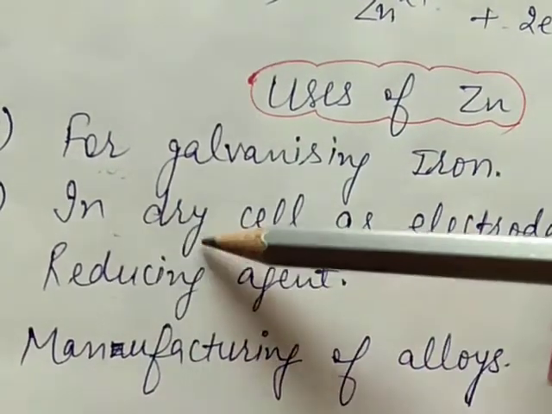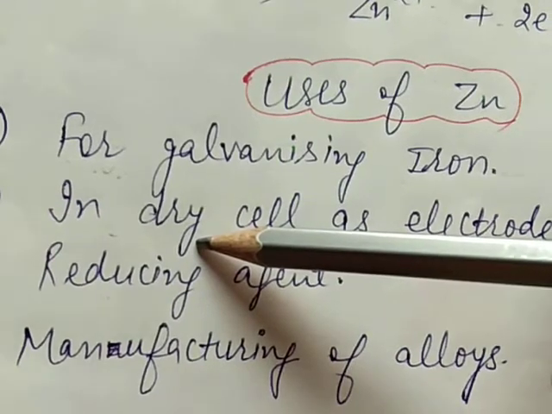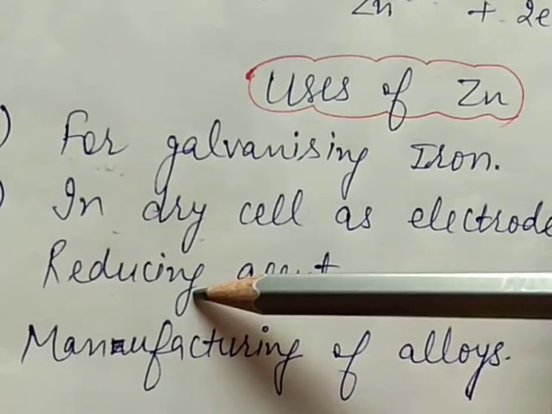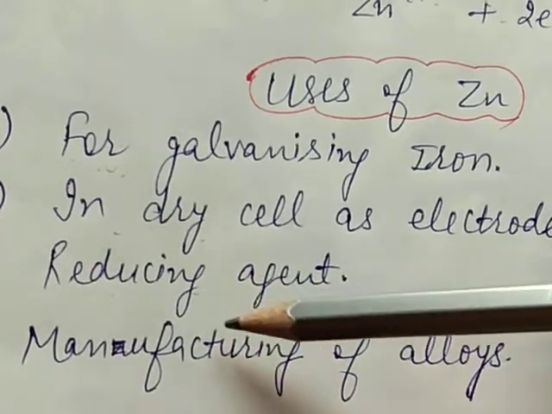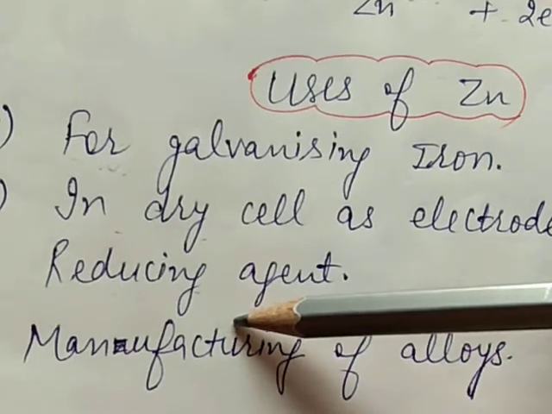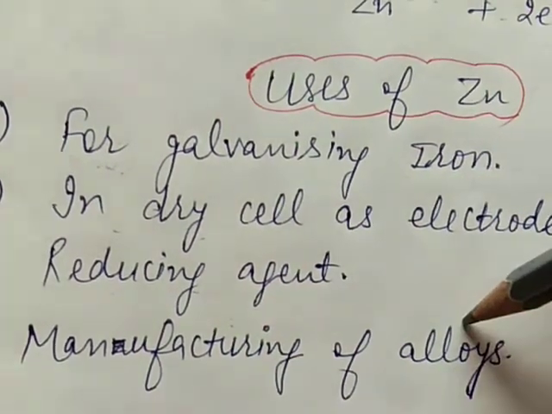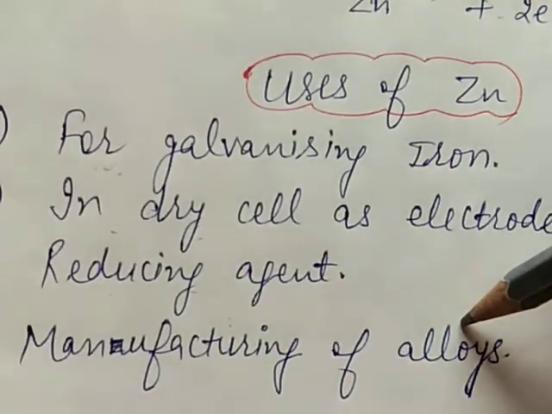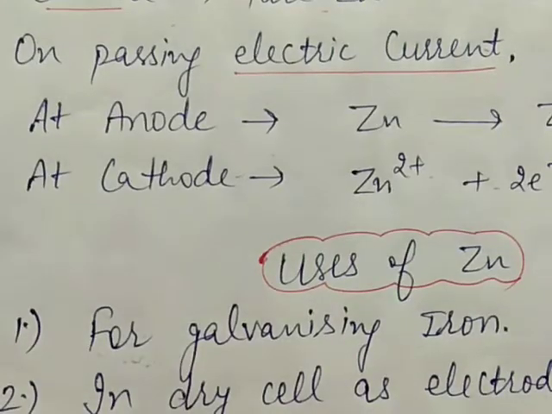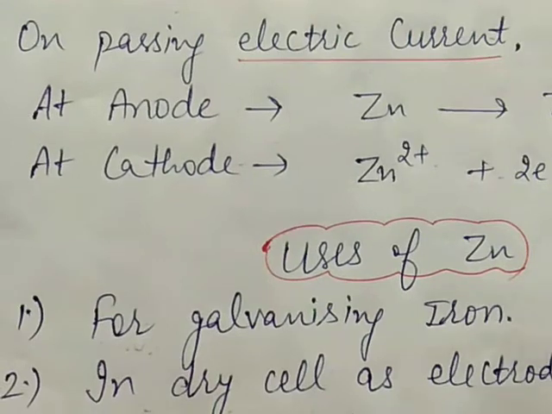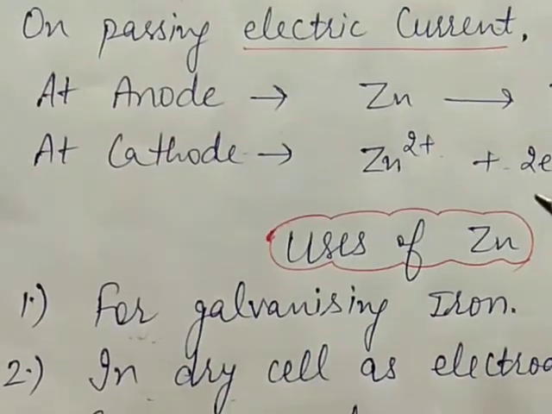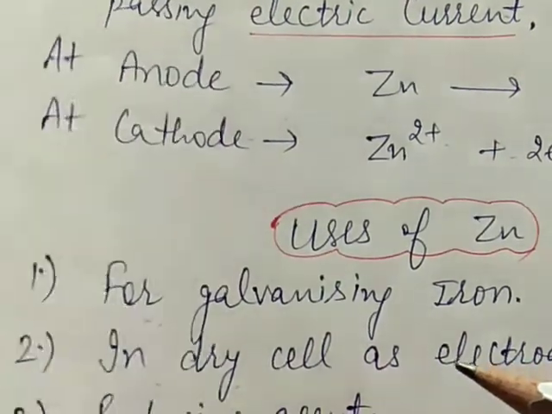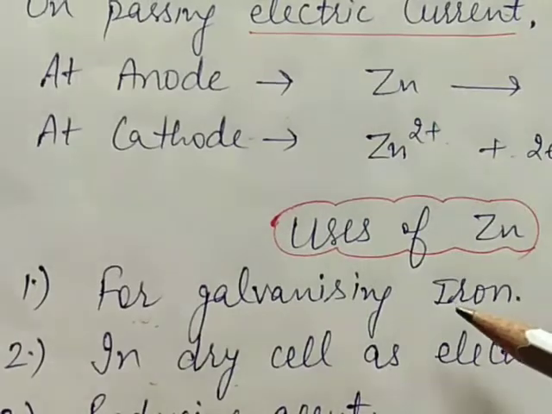Second is in dry cell. In dry cell, zinc is used as electrode. Third is as a reducing agent. Zinc acts as a reducing agent. Fourth is manufacturing of alloys. Alloys means a mixture of metal and non-metals, or it is made up of two or more metals. Zinc dust is obtained by melting the zinc and atomizing by the blast of air. Granulated zinc is prepared by pouring the molten zinc into cold water.